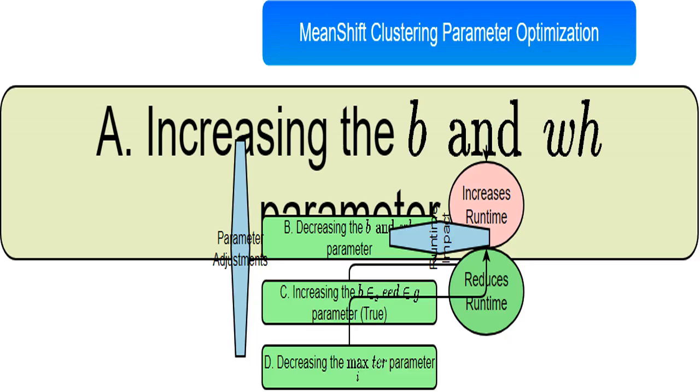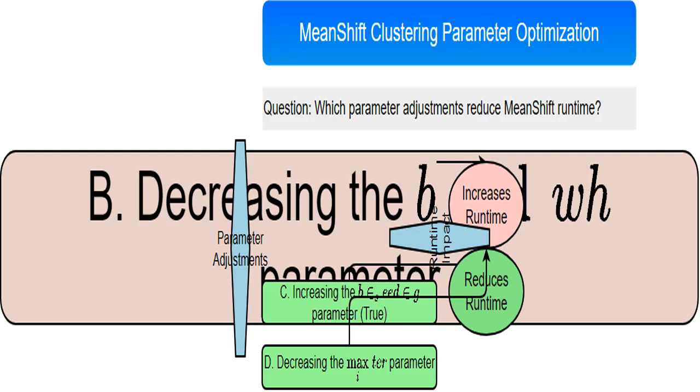Increasing the bandwidth makes the algorithm look at a larger area around each data point when grouping. That means more calculations, making it slower. Think of it like searching a bigger haystack. It takes longer. The opposite, a smaller bandwidth, means focusing on smaller regions, requiring fewer calculations per point. Less work equals faster results.